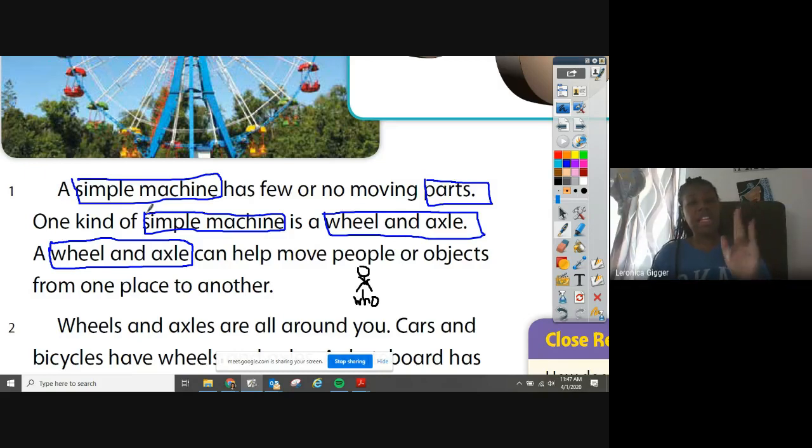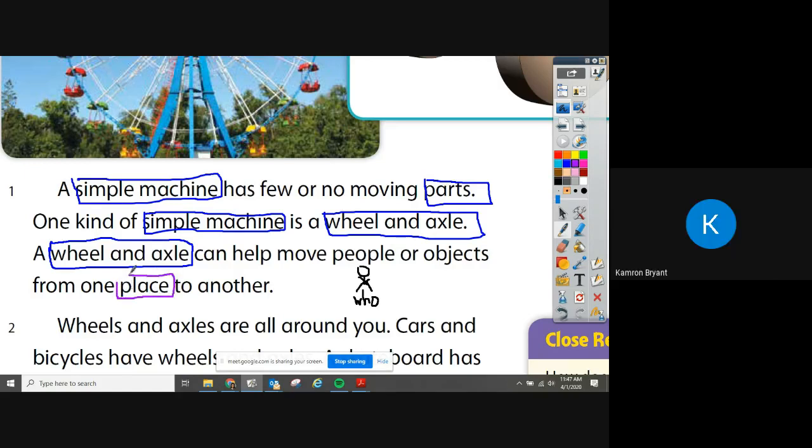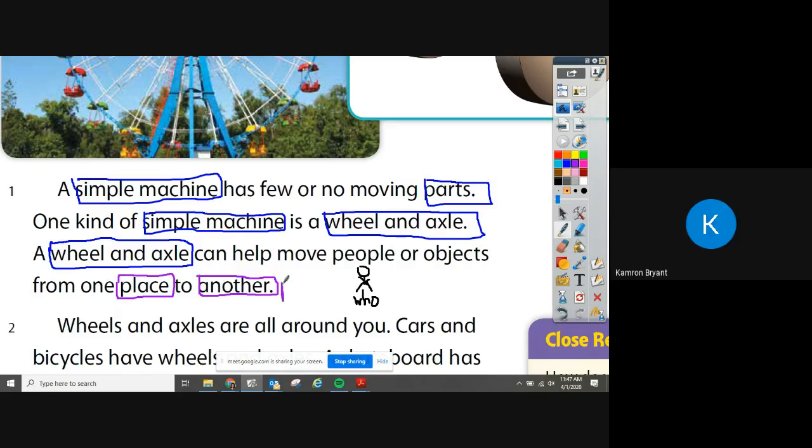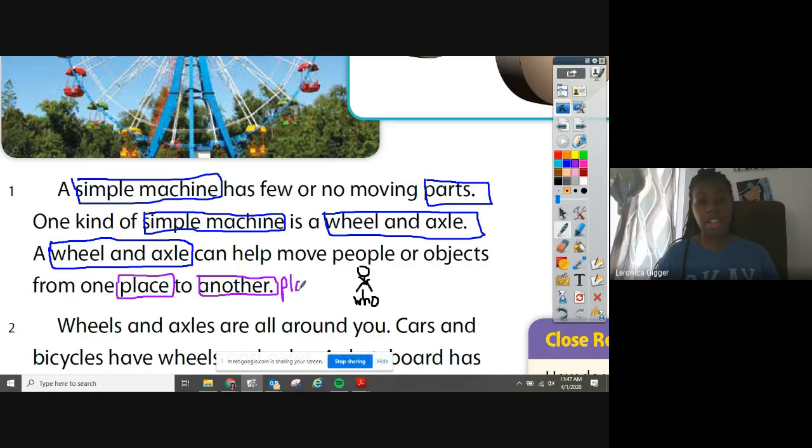Where? Do we have anything that tells us where something is happening? Place. Yeah. Give me more about that. From one place to another, right? To another what? This is saying from one place to another place, right? You don't say that out loud because it's understood that you're talking about another place. So there we go. There's our where.